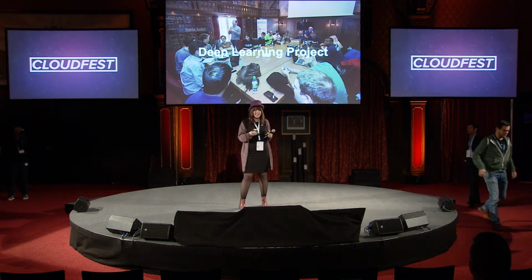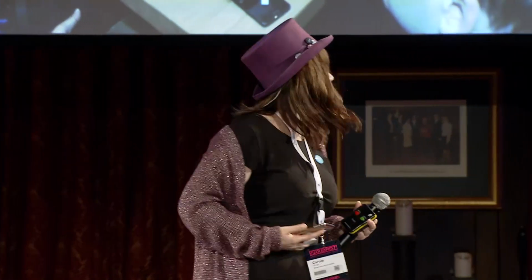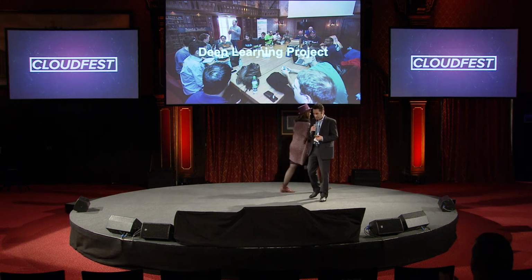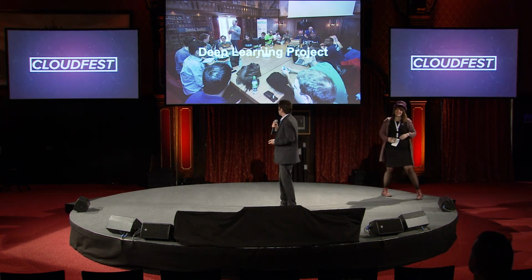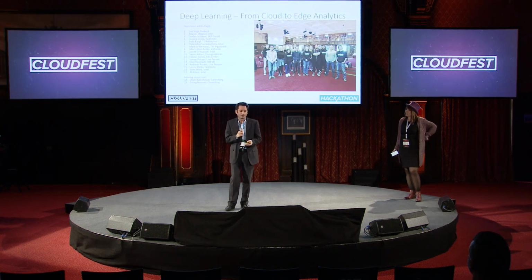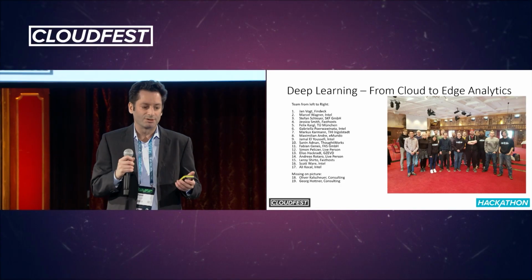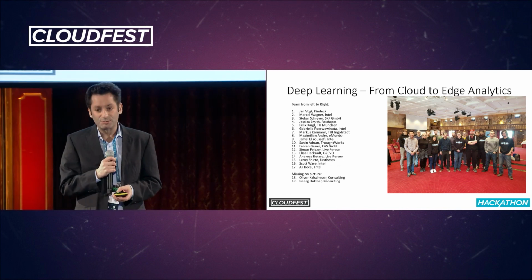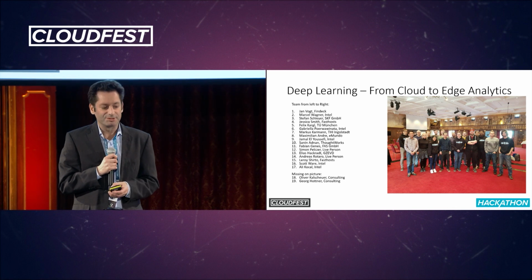So the next project is the deep learning project from Edge to Cloud Analytics. And please give it up for Marcel Wagner from Intel. Thank you, Carol. This is about deep learning, and you see this is a team. So it's all about hackers coming together. And it's pretty big, 20 people, or almost 20 people, 19 people.